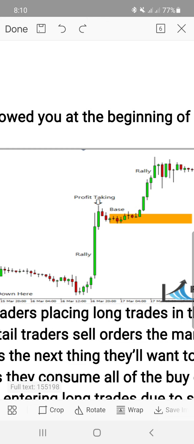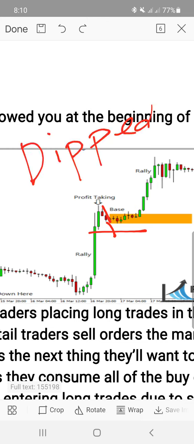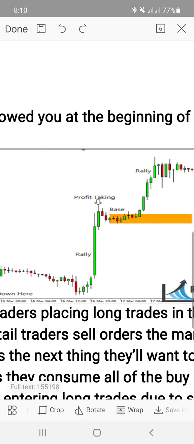But in this example here, the consolidation only made the market go down for a short period of time. Or if you trade crypto, we say it only dipped. It only dipped for a short period of time, meaning that the market only went down for a short period of time.